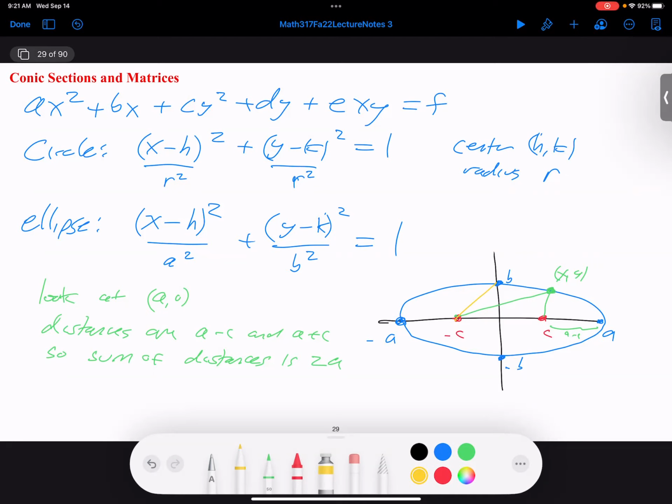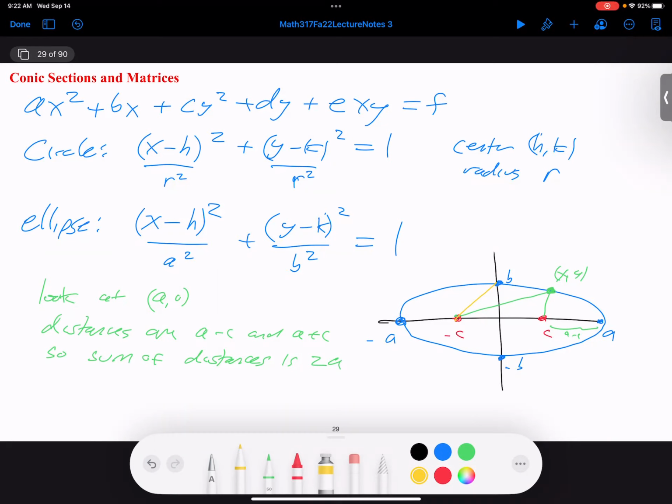To get from here to the foci, it's C to get to the origin, and then A to get all the way down. So if I'm at the point (A, 0), the distance to the focus at (C, 0) is A minus C, and the distance to the focus at (-C, 0) would be A plus C.